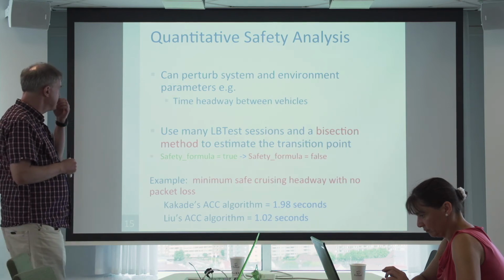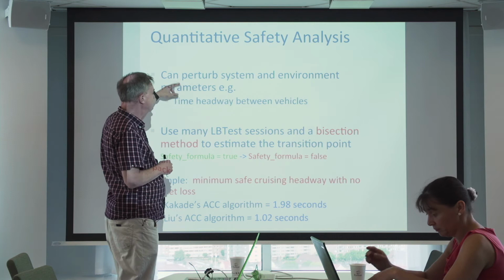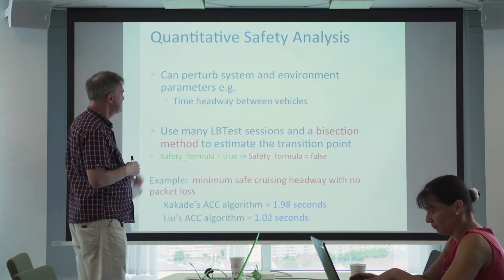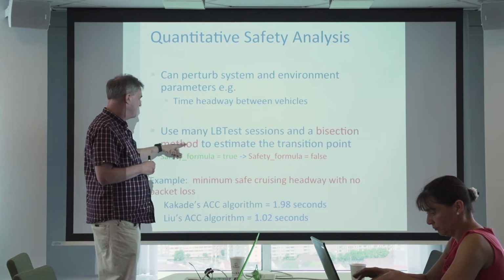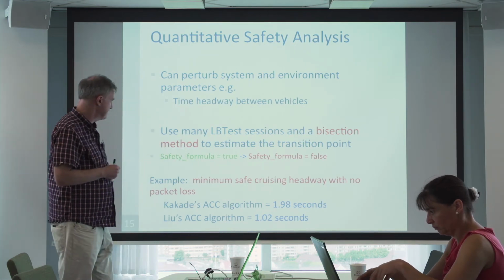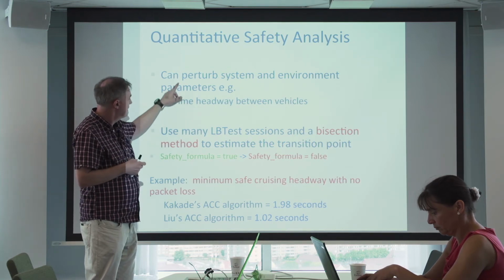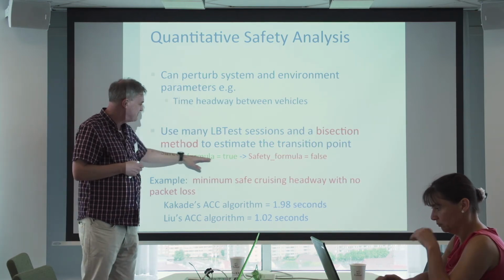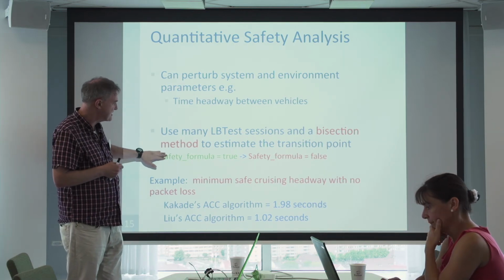So how do we do that? You can take these environment parameters and you can just perturb them from one test session to the next. So what we actually do is we take a good old-fashioned bisection method. We find, for example, a very high value of the parameter where the safety formula is always true, so the system is very obviously safe.